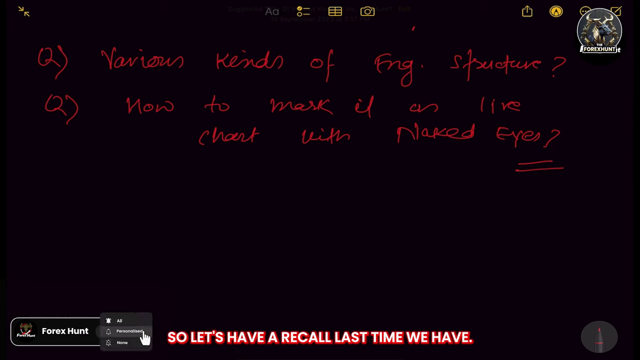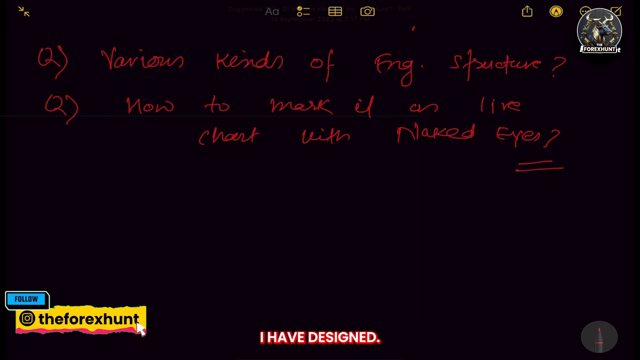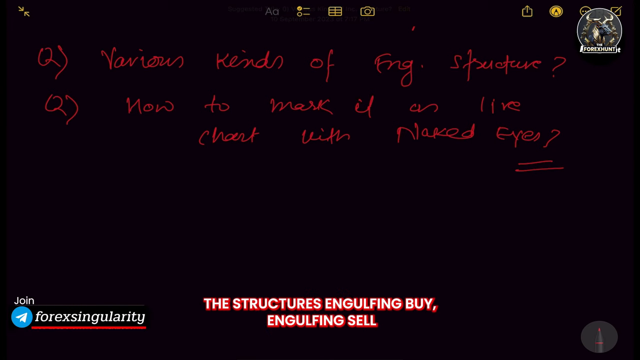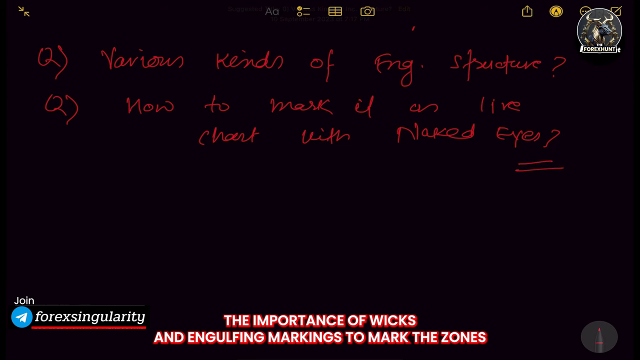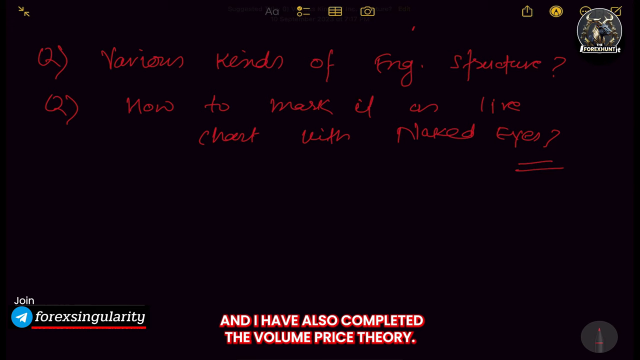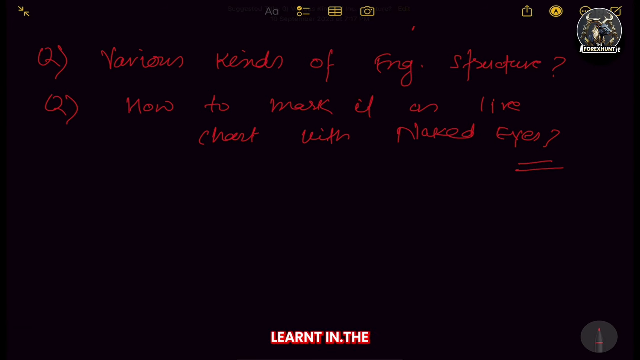So let's have a recall. Last time we completed our two basics: types of engulfing, and how we mark the engulfings with the help of pen and paper trading. I designed the structures, engulfing buy, engulfing sell, the types of engulfing buy and engulfing sell, the importance of wicks in engulfing markings to mark the zones, and I also completed the volume price theory. So now we are moving one step ahead of our basics. This is going to be an advanced version of what we learned in the last classes.